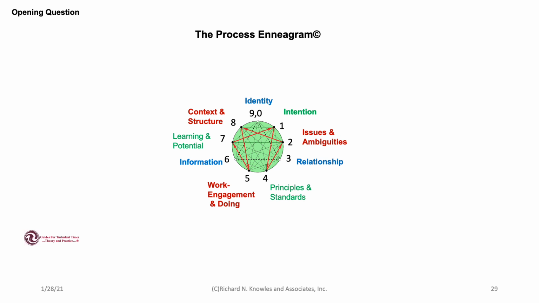Here's the Process Enneagram diagram again. I often use colors to help remind me of the different processes I'm in as I use it. So I used blue for the self-organizing leader process: identity, relationship, and information. I used green for the strategic process: intention, principles and standards, and learning. And I used red for the issues and ambiguities, context and structure, and the work. It also helps me as I begin to create charts with groups to use the colors, because then things don't get mixed up and people can read the charts more easily.